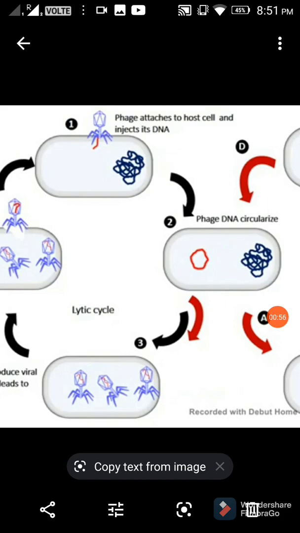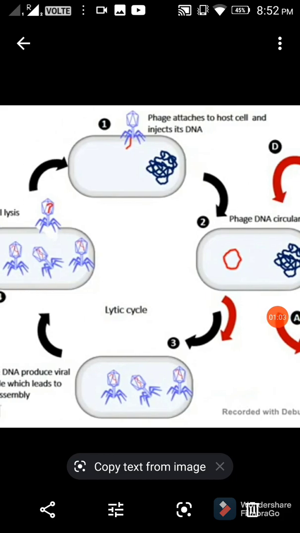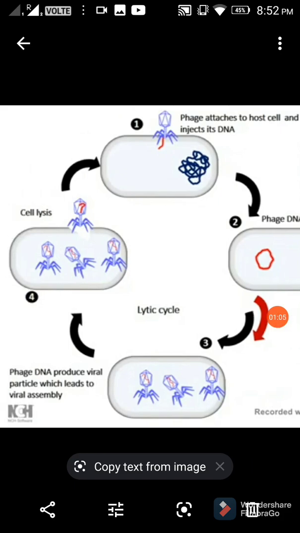And you can see that besides that, there is also the chromosome of the bacteria itself. Then what happens when it enters the lytic cycle? This phage DNA will produce viral particles, which will lead to viral assembly. Usually, a lytic cycle ensues where the lambda DNA is replicated many times, and the genes for both the head and the tail, as well as the lysis proteins, are expressed.